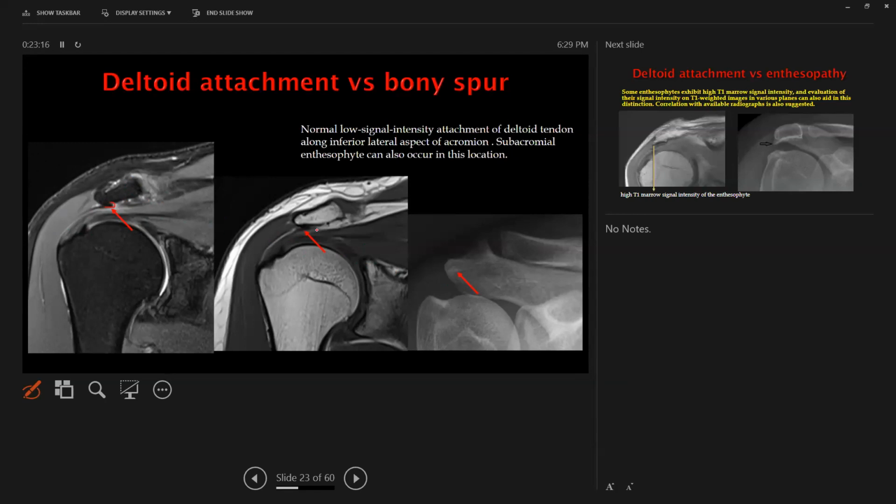It's always good to look at the T1 images to see if this is actual bone or just a low signal. If it is bone, it would show some bony architecture and bone marrow. So this is actually not a spur on this PD FATSAT image, and T1 does not show any bone or bone marrow. If you have a plain film, you can compare. There is no actual bony spur here. So it is a prominent deltoid attachment, mimicking a bony spur.